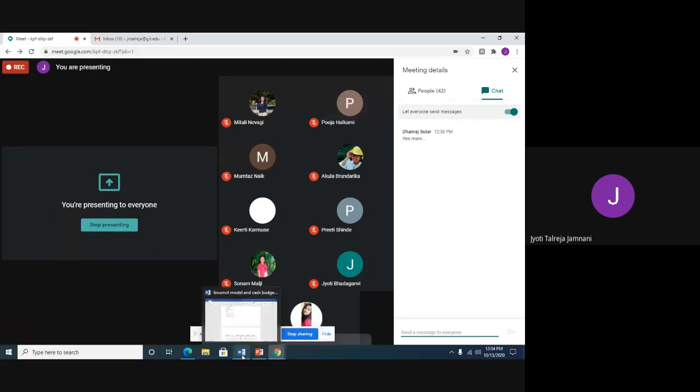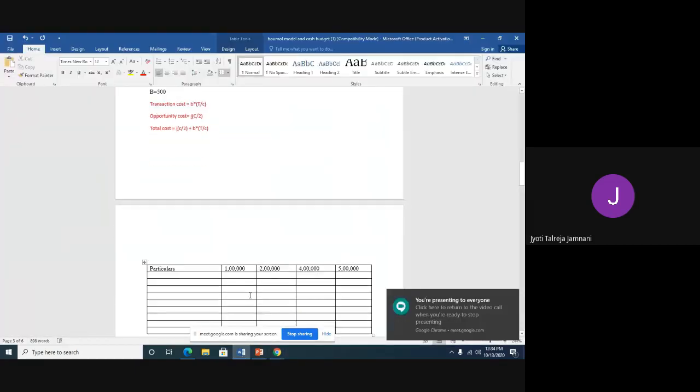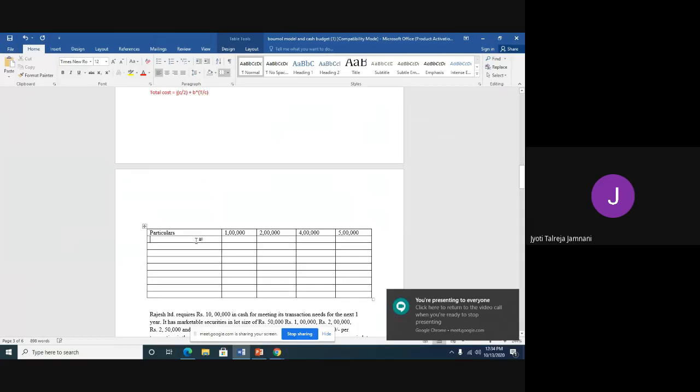So let's continue with the problem. First, we have to find the transaction cost. To find the transaction cost, I hope all of you remember, we should first know the number of transactions. To get the number of transactions, what do we do? We do T divided by C.